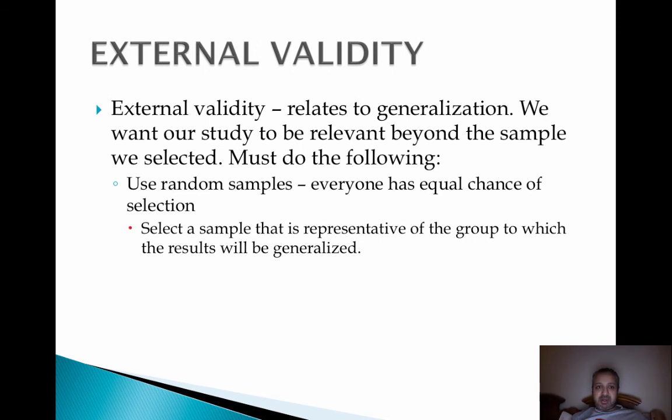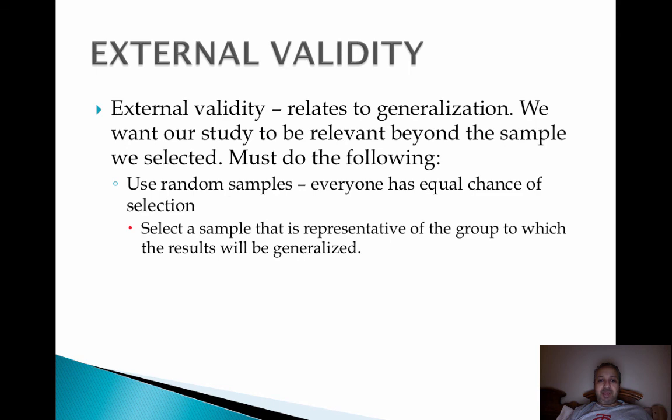This is just a repeat. External validity relates to generalization. We use random sampling. I've already talked about that. A random sample, by the way, the formal definition: every single item has an equal chance of being selected. Let me say that again. Every single item has an equal chance of being selected. So you put them all in a hat and you draw them out.